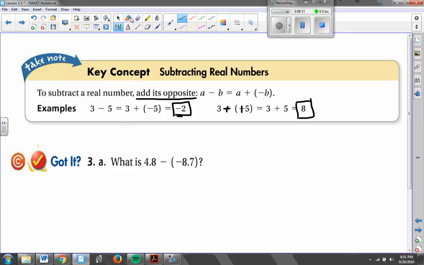Okay, so I'd like you to just quickly try this problem. 4.8 minus negative 8.7. So add the opposite, try to figure out what this is really asking you to do, and then use your addition skills from the previous slide and give me an answer for that. Pause the video for a minute, try that problem, and come on back. I'll show you what we should get.